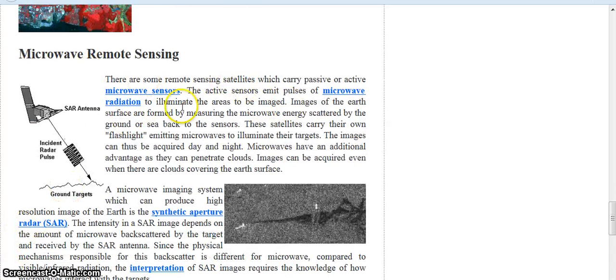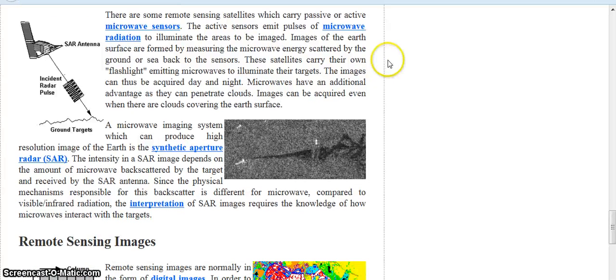Okay, so here we get down to some of the gravy. Microwave remote sensing. There are some remote sensing satellites which carry passive or active microwave sensors. The active sensors emit pulses of microwave radiation to illuminate the areas to be imaged. So now it's not the sun, it's coming from the satellite, okay? That's different. So there's additional radiation coming from the satellite, bouncing off of everything to pick up the image.